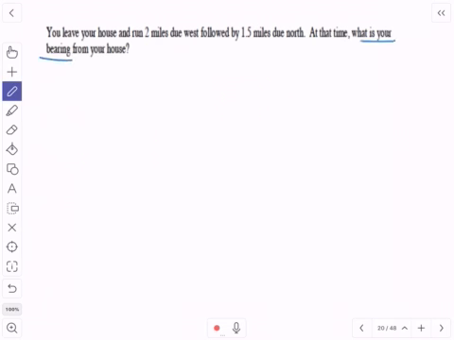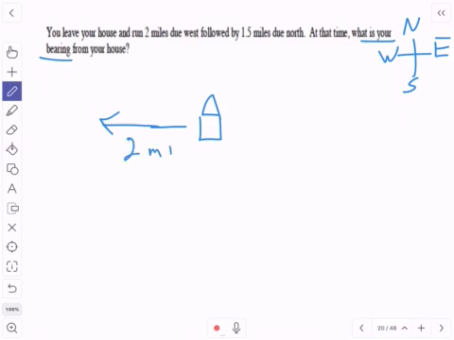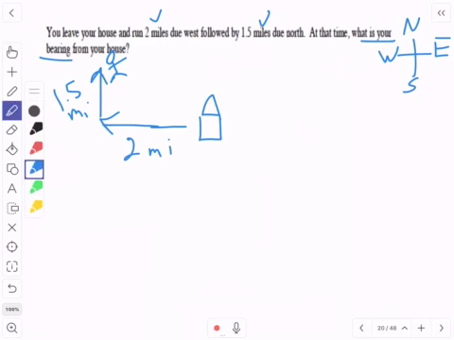So the bearing is essentially the angle that we're looking at. Now, it's not really the angle, but it's the angle with a direction. So if I'm starting at the house, so I left my house, and then I ran 2 miles due west, I need to figure out how to go west, so I'm going to draw a compass. After I go 2 miles due west, I'm going to go 1.5 miles due north. So what we're looking for now is the bearing from my house. So from the location I am now to my house, what is that bearing?